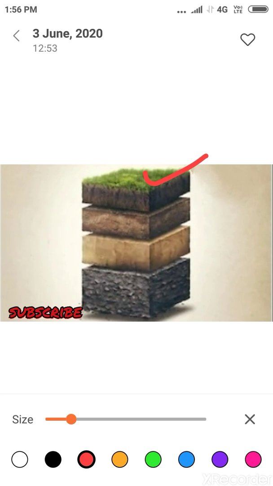The main mineral constituents of the continental masses are silica and alumina. Thus it is called SIAL. Si means silica and Al means alumina.